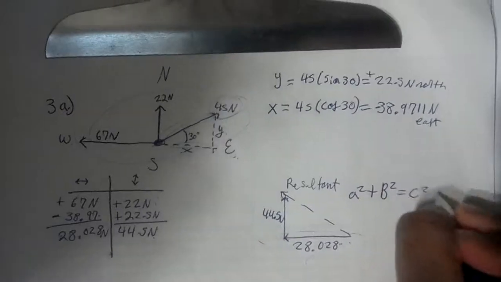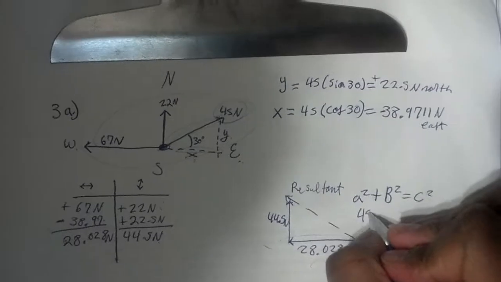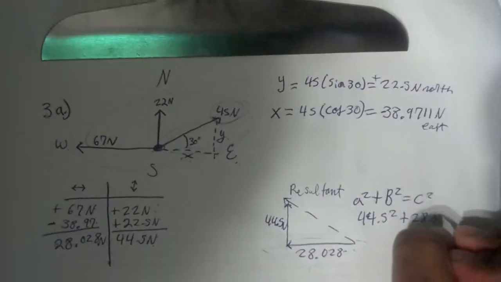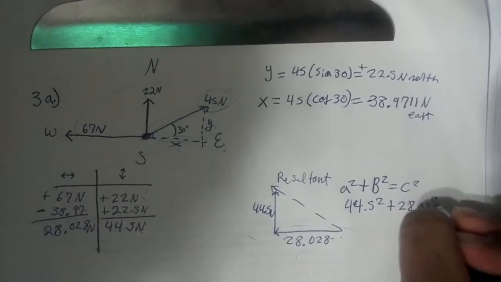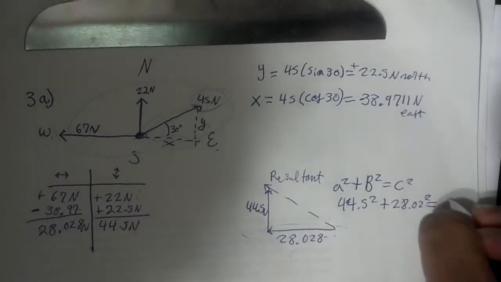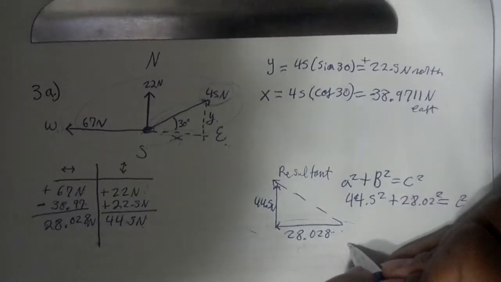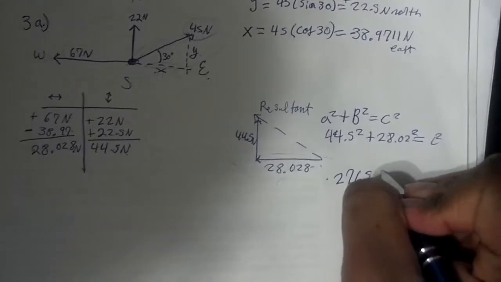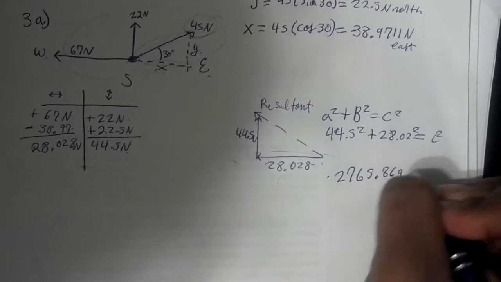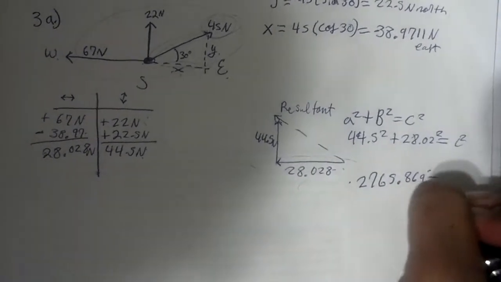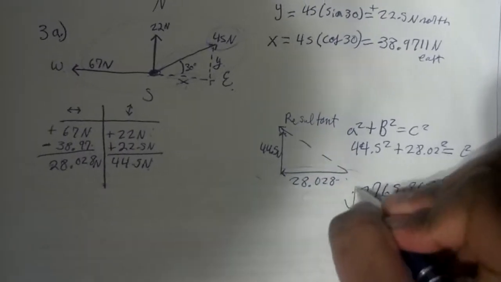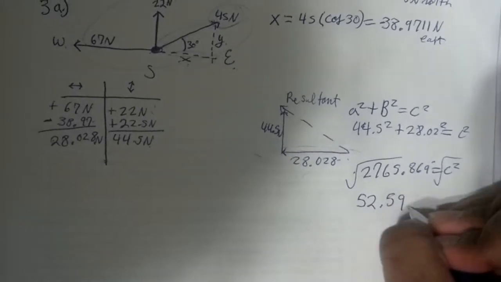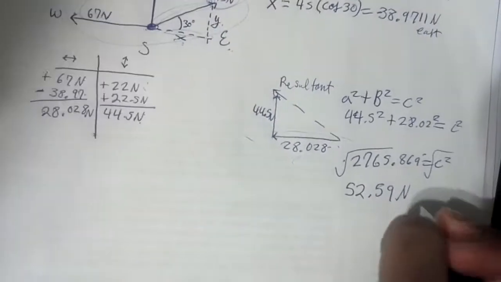And so 44.5 squared plus 28.02 squared equals c squared. That's going to give you 2,765.869, so that equals c squared. Take the square root of both sides. That's going to give you 52.59 newtons, which is correct.